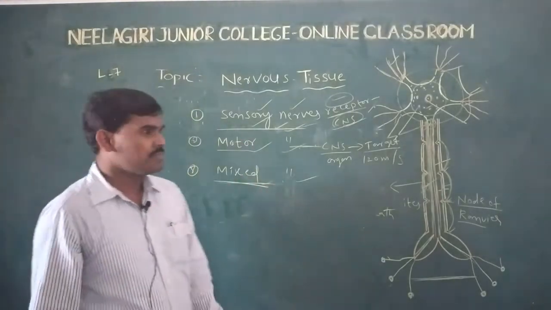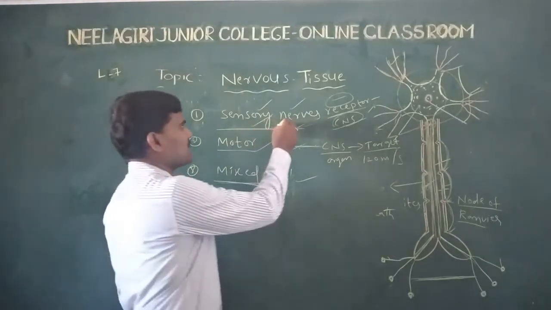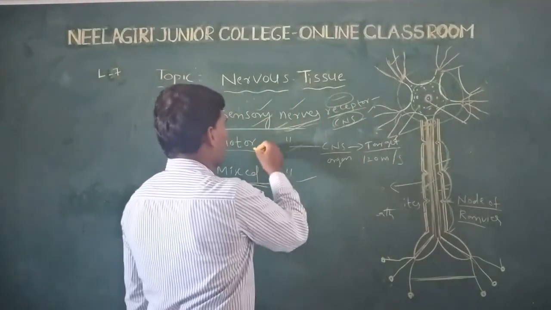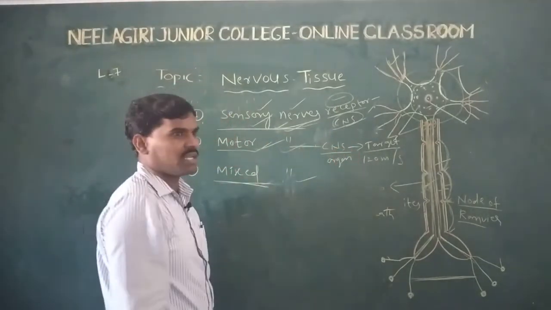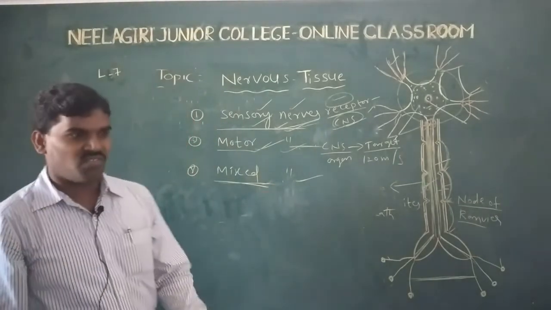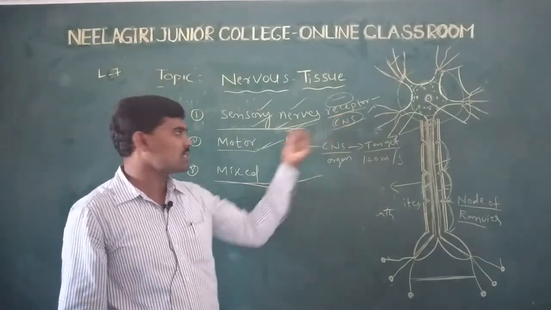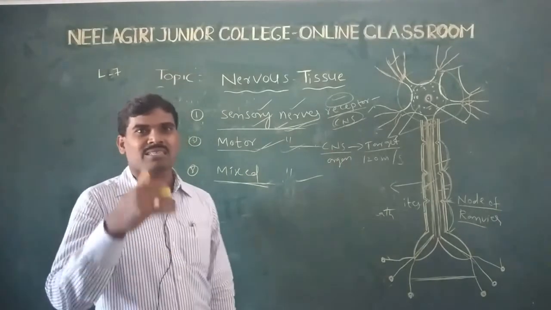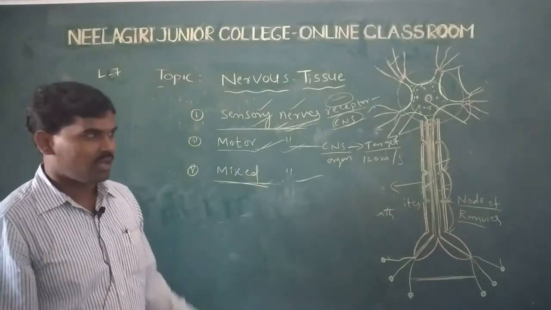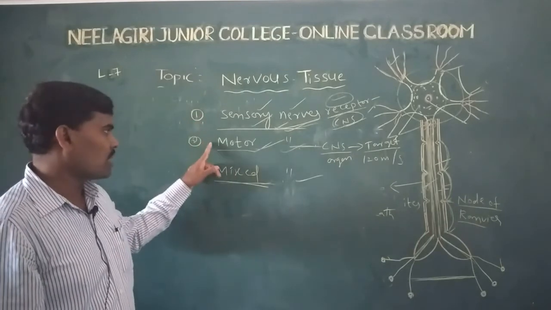So based on receiving and sending the nerve impulse, there are three types. Sensory nerves carry the impulse from the receptors to the CNS. Motor nerves carry it from the CNS to the target organs. Mixed nerves do both, receiving and sending. Sensory nerves only receive, motor nerves only send, and mixed nerves do both.